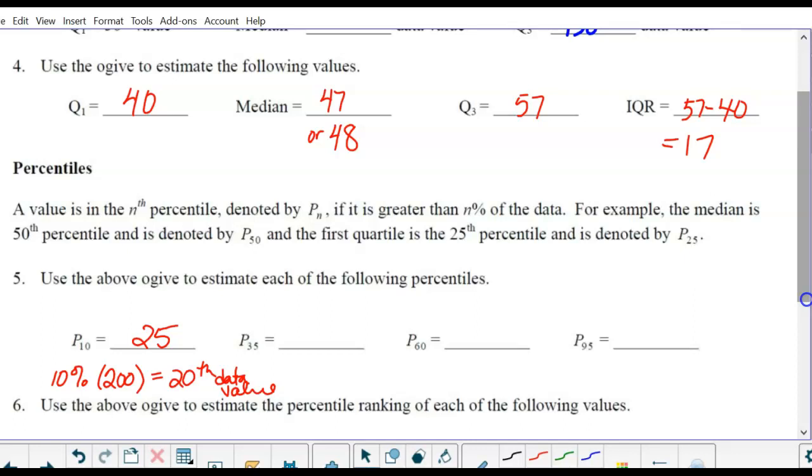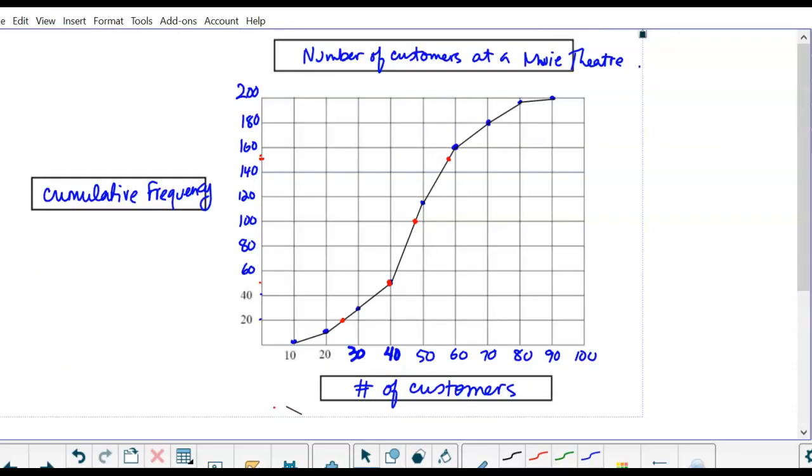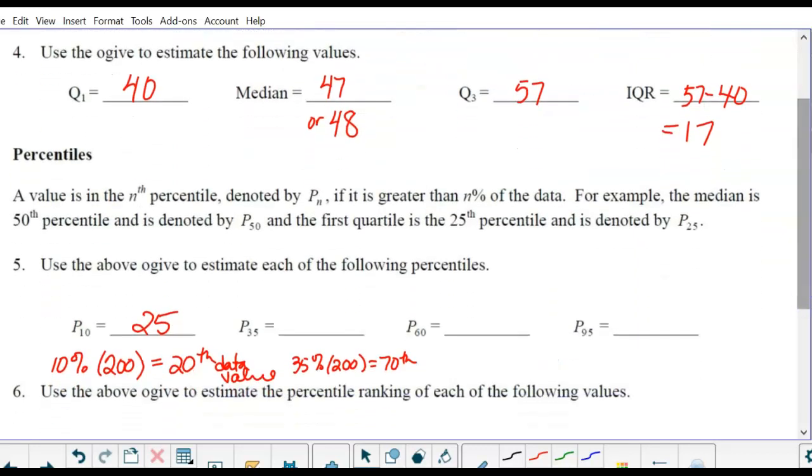35th percentile, so we go 35% of 200. That's going to be the 70th data value. So you look back, 70th, halfway, is about there. And so 45, I would say this is about 43 or 44. Let's say about 43. So these percentiles, they don't use a percent symbol in it. It's just P10, but it's understood to be 10% of the data.